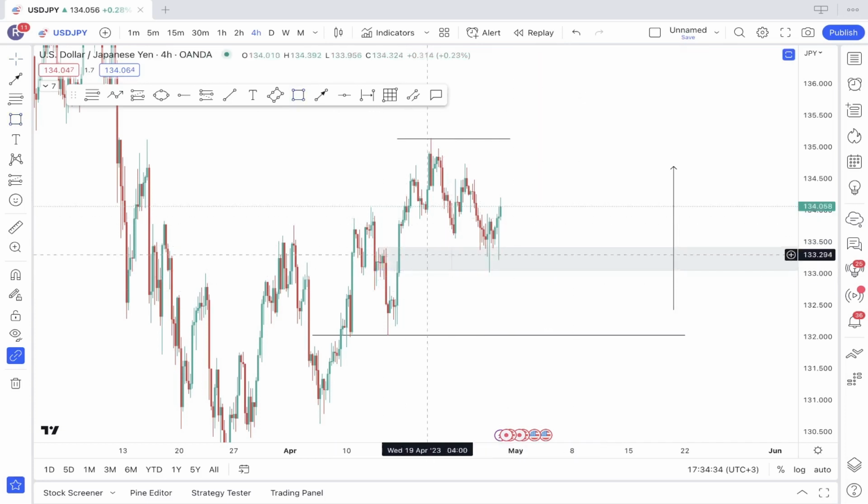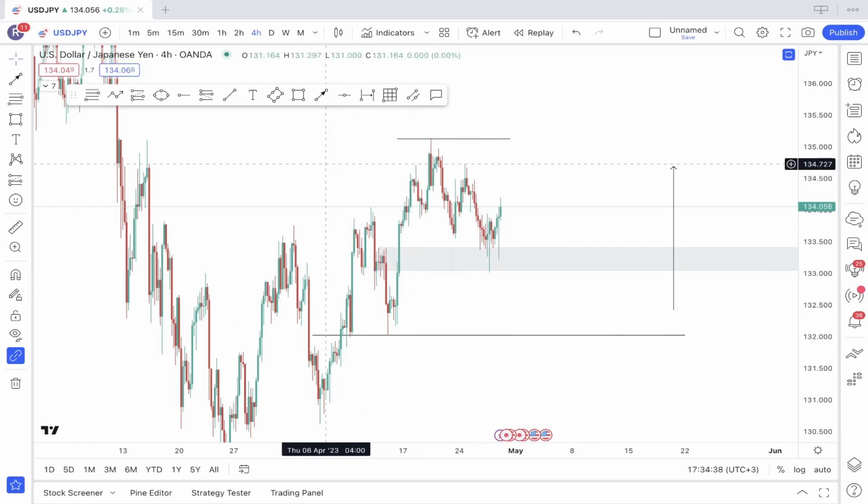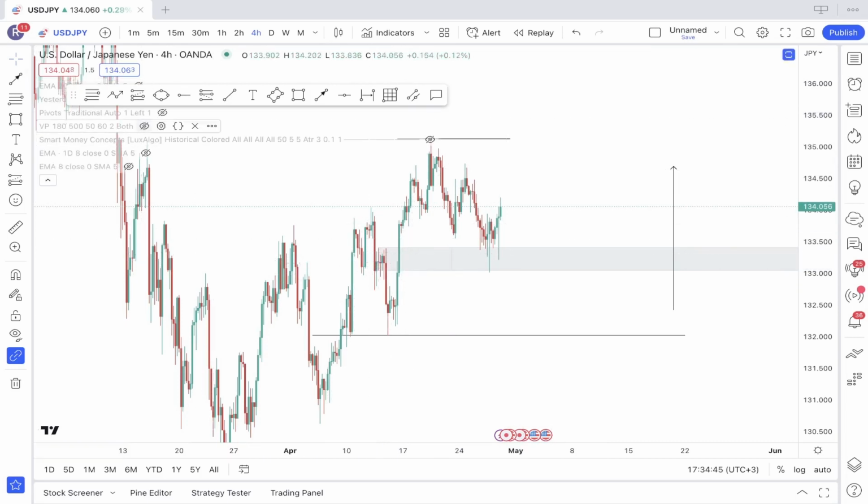Let's say you would place a buy right here because using the volume tool, you would see that there's a lot of volume right here. Okay, so let's see if I am right.